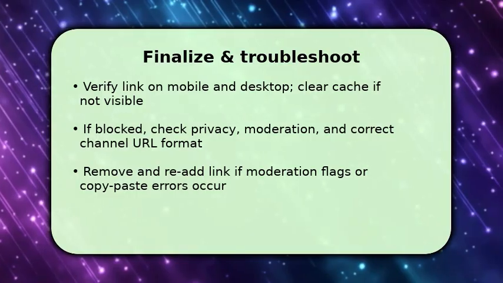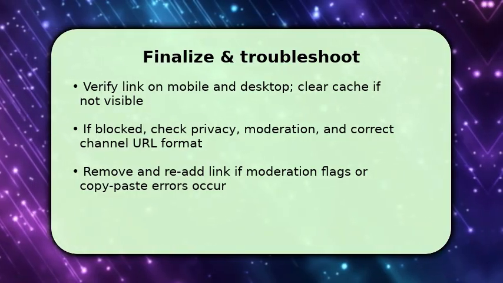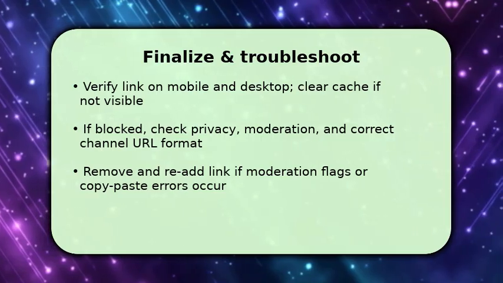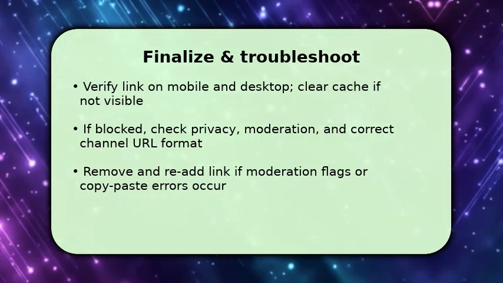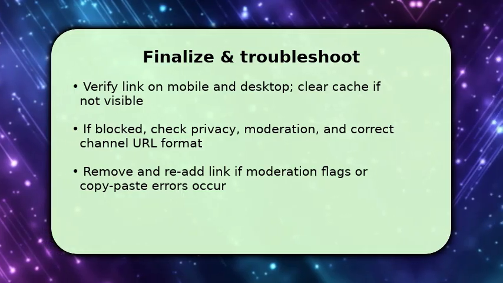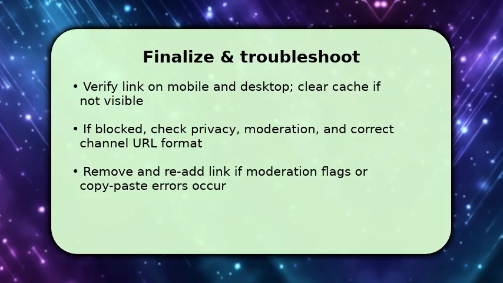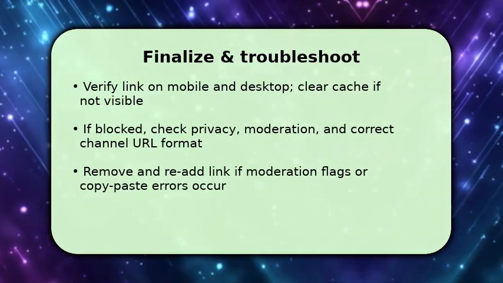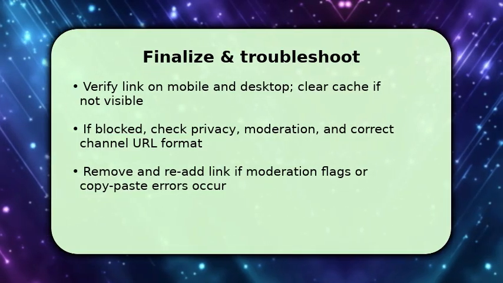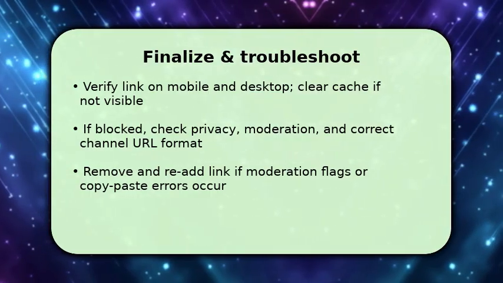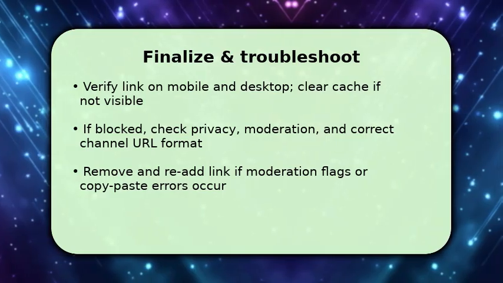If the link is blocked or removed, check Roblox privacy settings and moderation messages. Roblox sometimes filters external links. Make sure the URL is correctly formatted, https://www.youtube.com/ and that the channel isn't restricted. If problems persist, remove the entry and re-add it, then wait a few minutes and retest. That usually resolves sync or moderation delays.